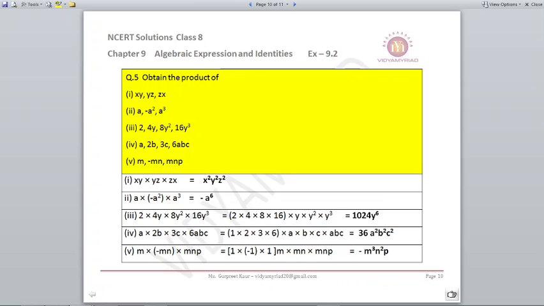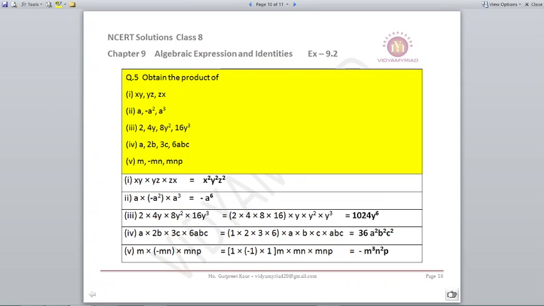Next, find the product of. Again we have to multiply. Take care of the variables. When the variables are same and you are multiplying, you will add the powers. xy multiplied by yz multiplied by zx. So how many x are there? 2. Y 2, z also 2. So the answer is x raised to power 2, y raised to power 2 and z raised to power 2.